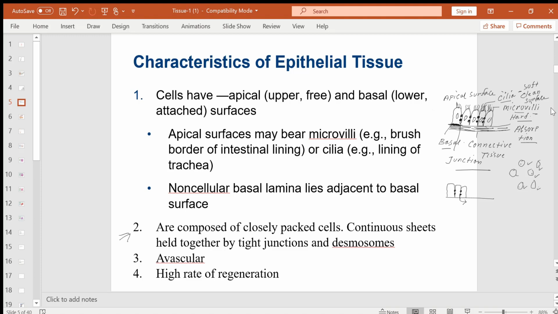Two types of junctions attach the cells together: tight junctions and desmosomes. So these are the junctions.